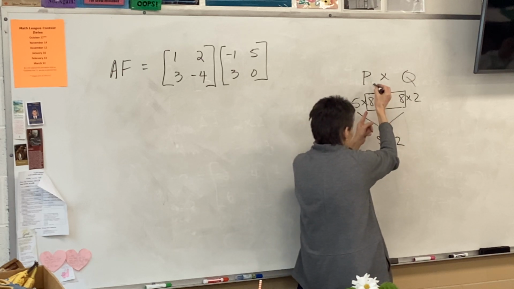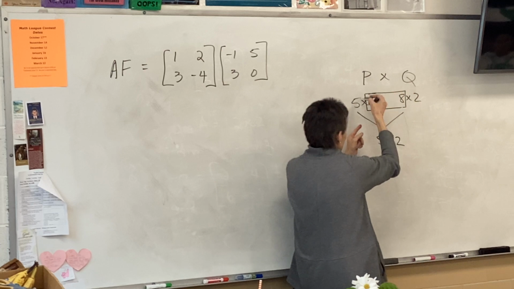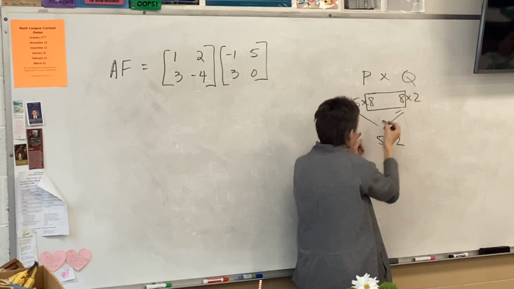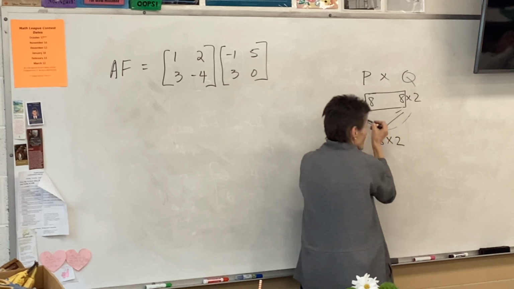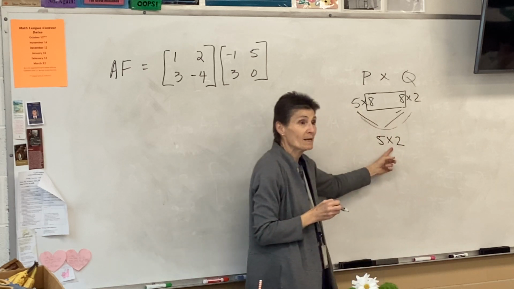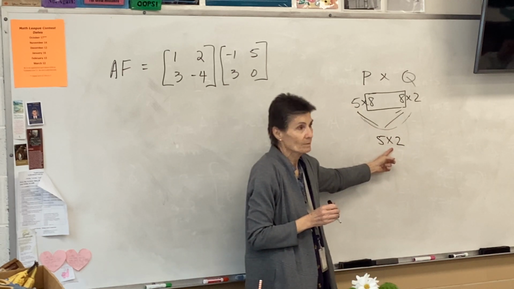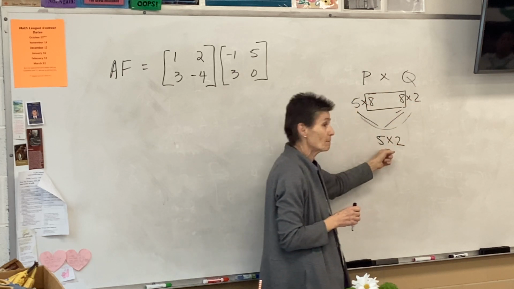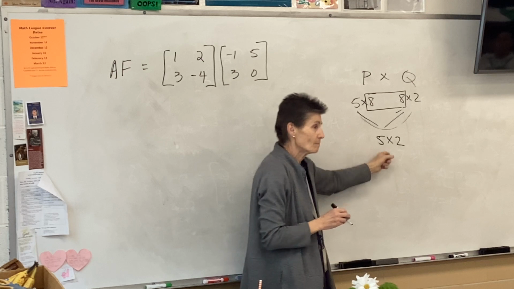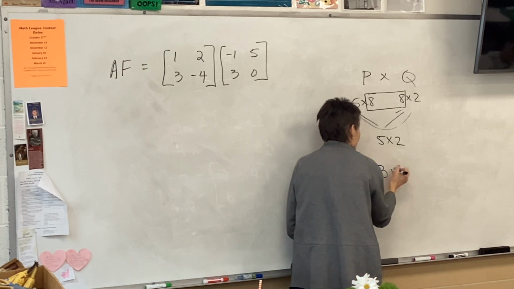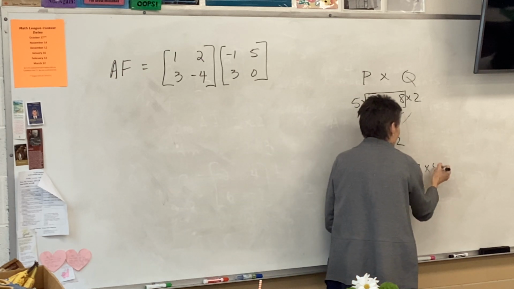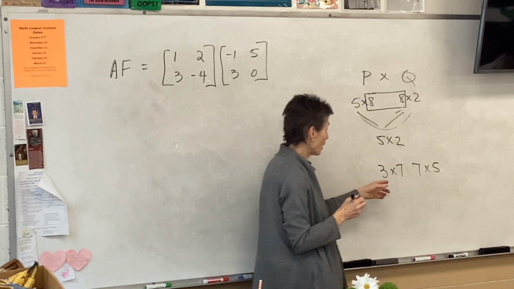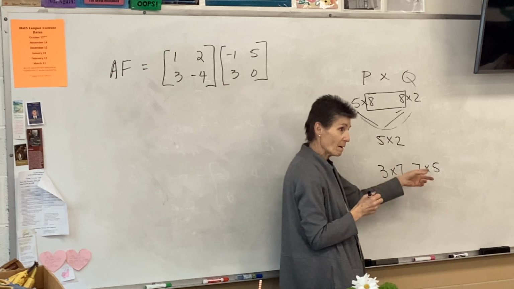So, if I'm multiplying two matrices, these two dimensions have to be the same. And then these two dimensions give me how big my answer is. So multiplying a 5 by 8 times an 8 by 2 is going to give me a 5 by 2. All right, so how about a 3 by 7 and a 7 by 5? Are they multipliable? Yes, and the product would be 3 by 5.